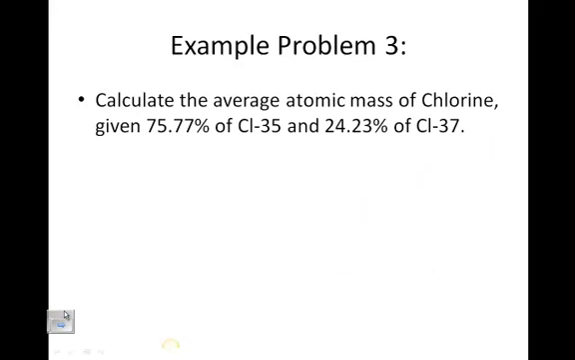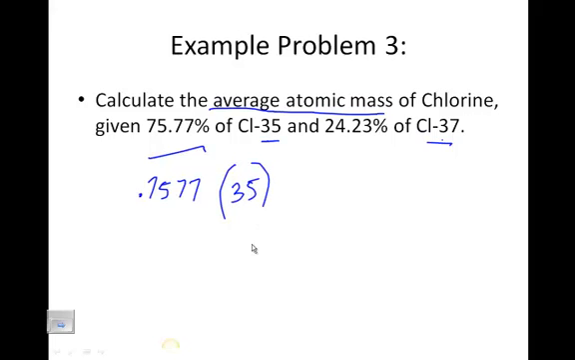For the last example, this is another variation on calculating average atomic mass. Okay, we first can do a prediction. What do you think is going to be the average? Is it going to be closer to 35 or 37? Since there's more of 35, you can go ahead and guess that your average is going to be closer to 35. To calculate this, you take the percentage of 35, multiply it by it.